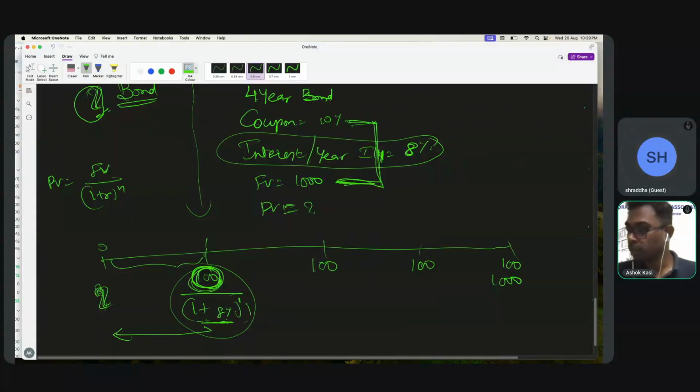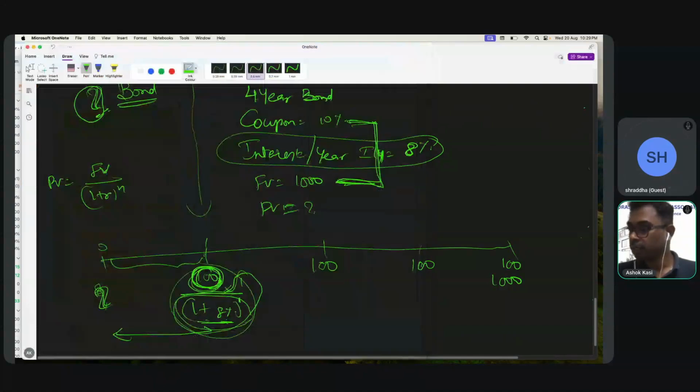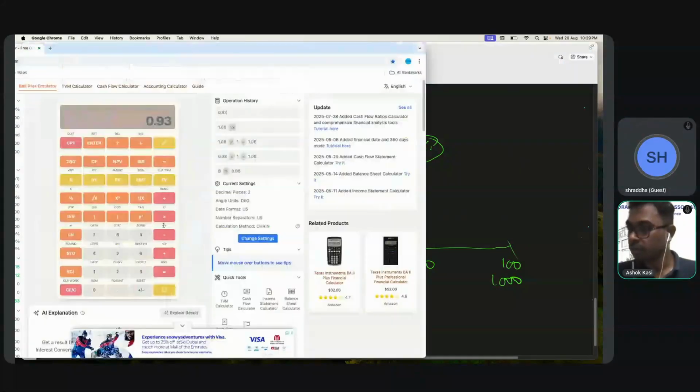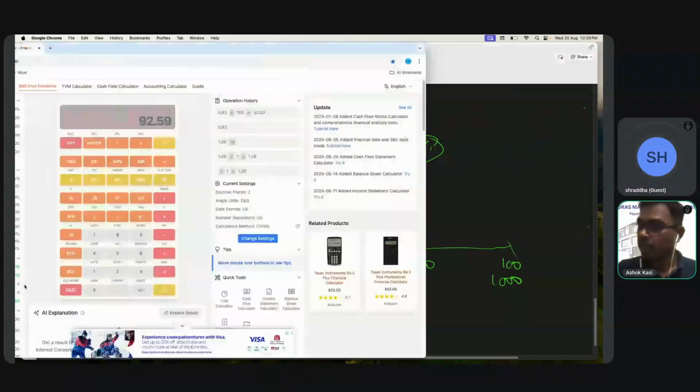That means this part is solved. But I want this entire thing in 1 by x form. So I will do 1 by x, which is over here, inverted, multiplied by 100. 92.59. I'll redo this again so you will be able to understand better. So for this, how much should I be willing to pay? 92 rupees 59 paise. I'll just store this one. Store 1. It is stored.